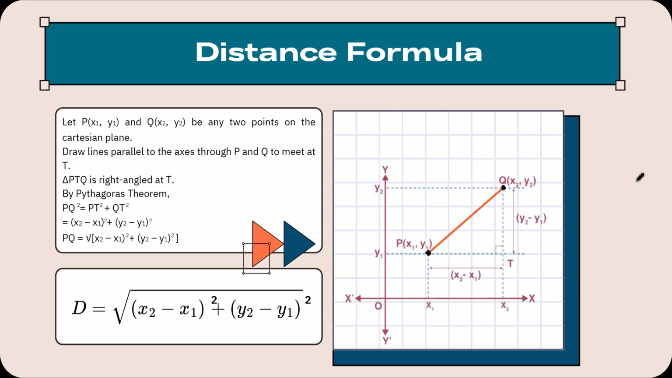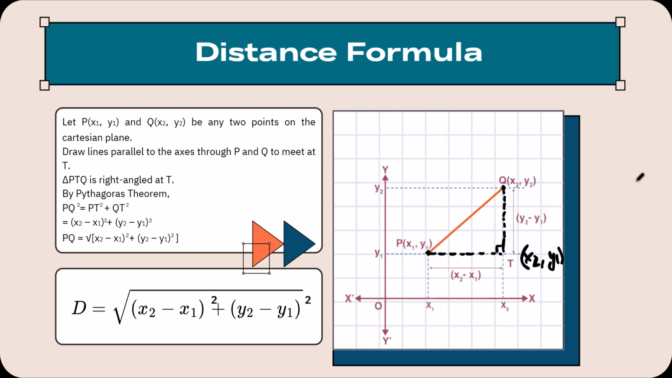Now if you look carefully at these 2 points, if I extend this line, that is y1, and I'm extending here, PQT is a right angle triangle. PQT will become a right angle triangle. And what is the point T? The point T will become x2 comma y1, right? That is the point T.